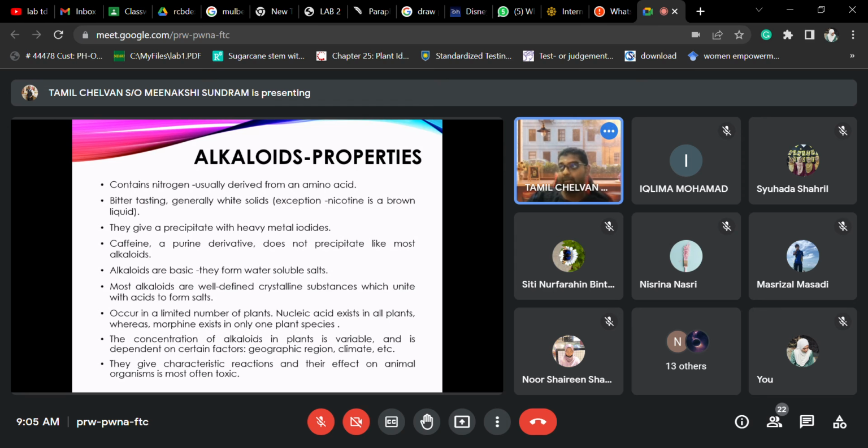Alkaloids are basic because amino acids have a basic part. They form water soluble salts. Most alkaloids are well defined crystalline substances which unite with acids to form salts, because they are basic, so they can react with acid to form salt. They occur in a limited number of plants, so they are not in all plants. Nucleic acid exists in all plants, whereas morphine exists in only one plant species.